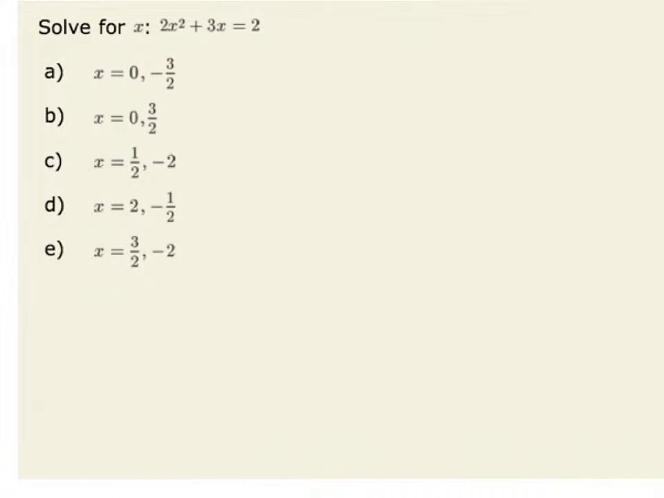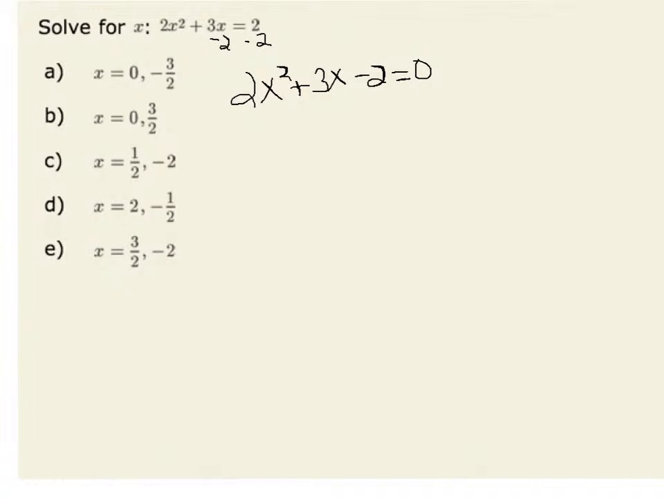In this problem, I'm given the quadratic equation 2x squared plus 3x is equal to 2, and I want to solve for x. One way that I could solve this task is to set my quadratic equation equal to 0 and try to factor it. To do this, I'm going to subtract 2 from both sides of my equation, giving me 2x squared plus 3x minus 2 is equal to 0.